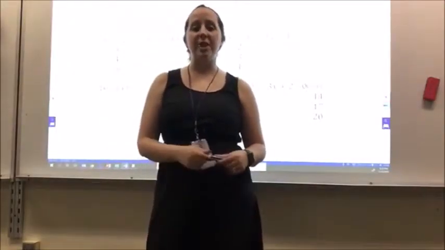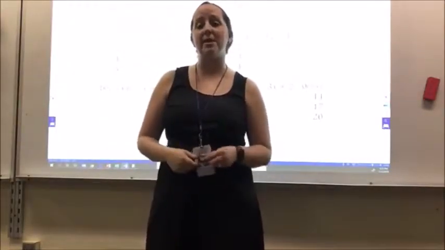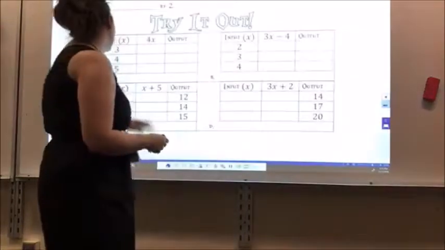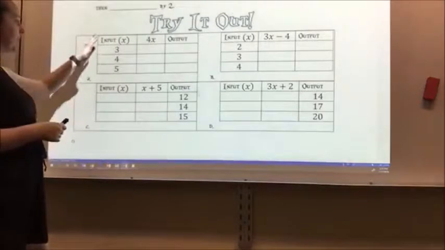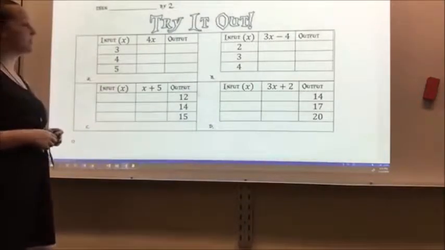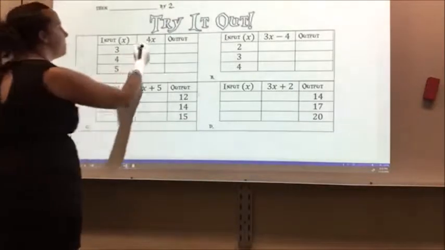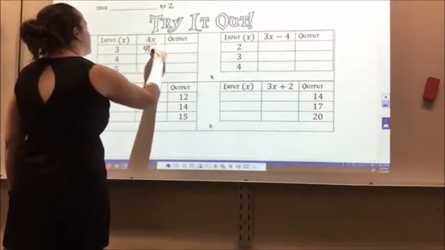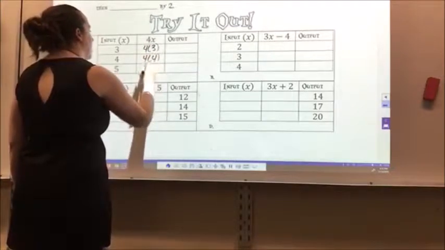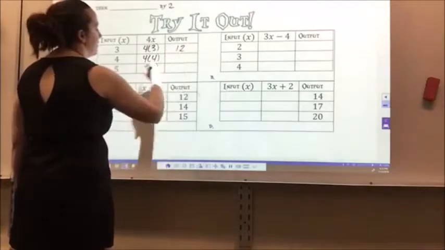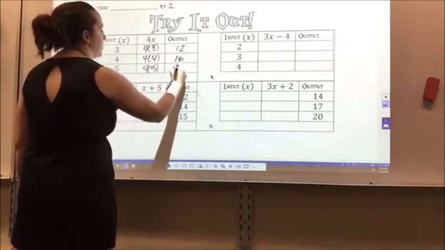All right, now that you've had a chance to try out the try problems, let's go over the answers together. So, the first one I have is letter A. Okay, I have my inputs and I'm trying to find my outputs. My function rule is 4x, so I'm multiplying each of my inputs by 4. 4 times 3, 4 times 4, and 4 times 5. 4 times 3 is 12, 4 times 4 is 16, and 4 times 5 is 20.